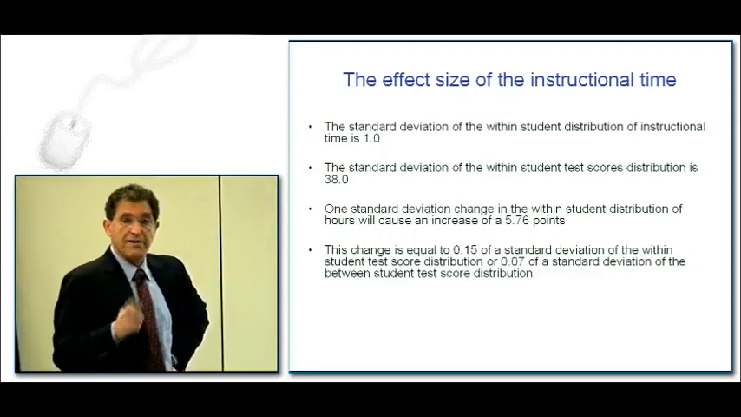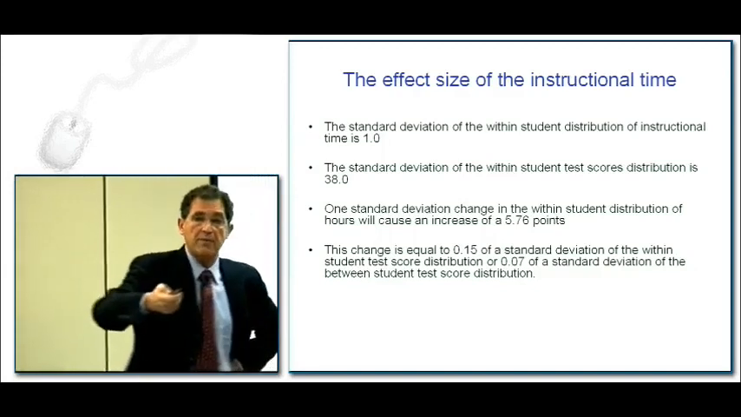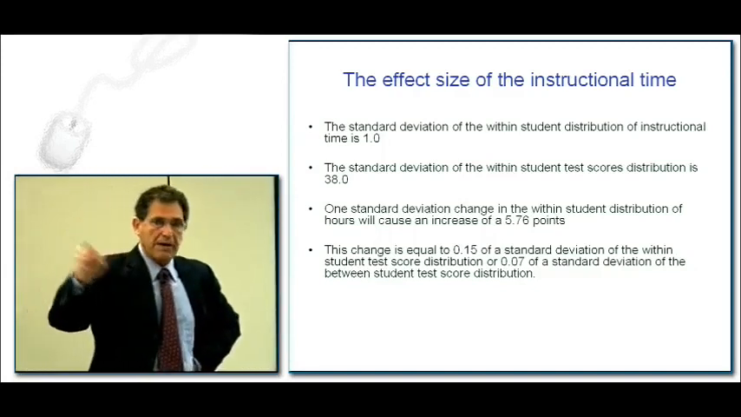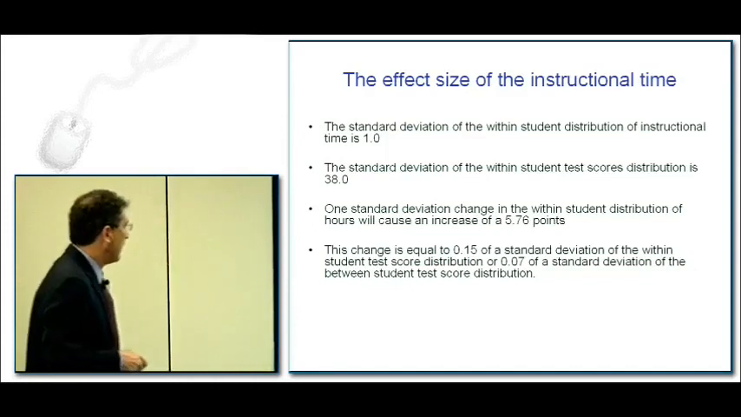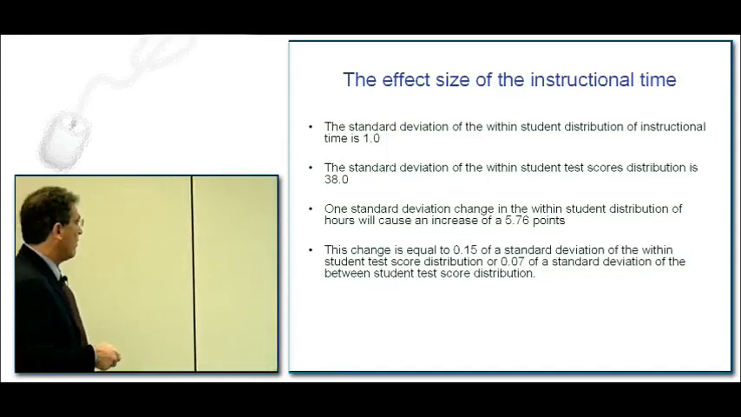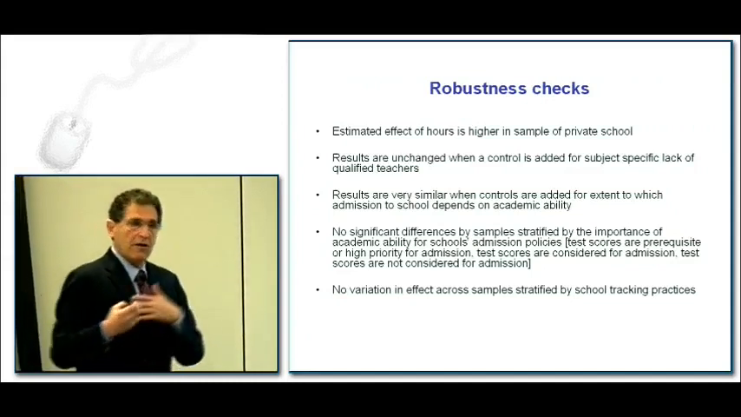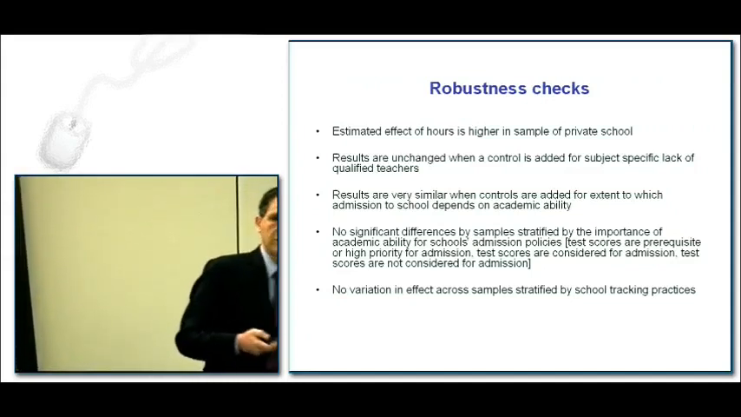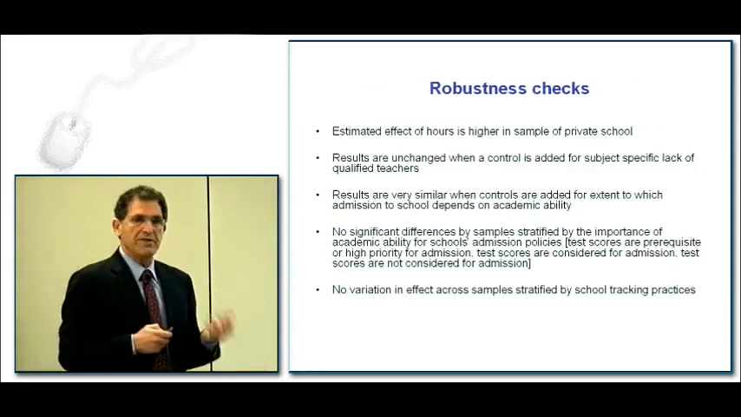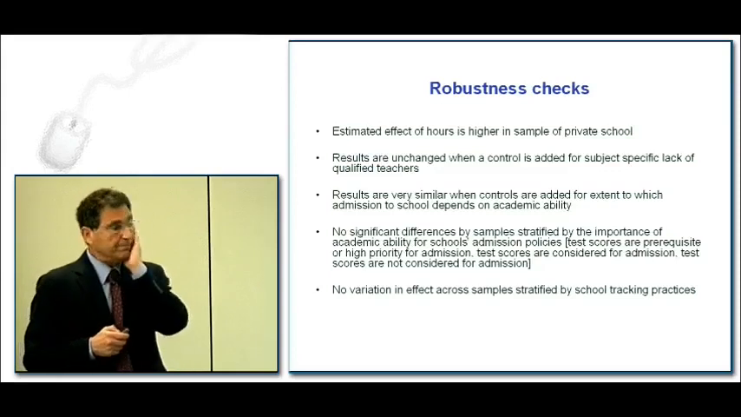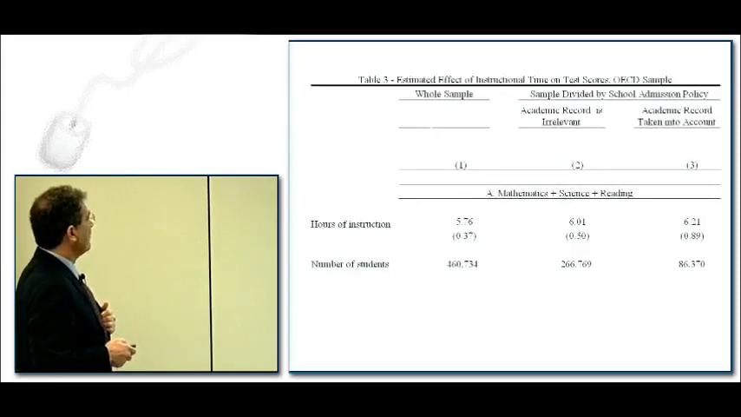So the effect of class size in the Tennessee experiment in the Angrist and Lavy paper, it's about 0.2 standard deviation. Here it's about 0.15 for an hour of instruction. Okay. So now I start a long road of doing robustness checks, exploiting the richness of the PISA data. So let's look at the effect in a sample of private schools.